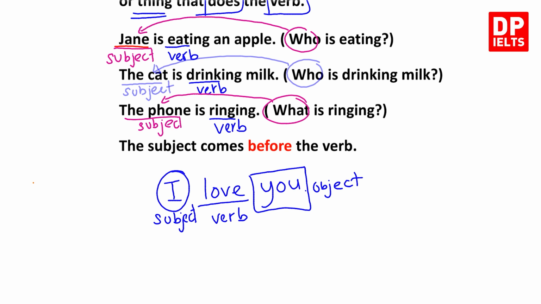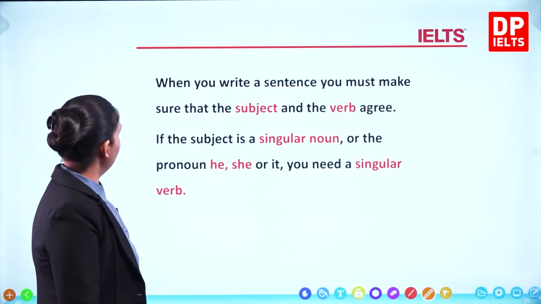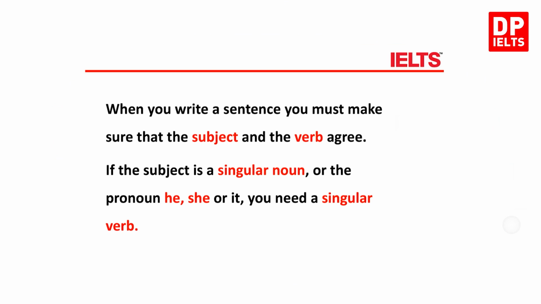But the structure is wrong. We don't say like that. So in English, usually the structure is subject, verb, object. You have to keep that in mind because English structure is different. It goes as subject, verb, object. Now, when you write a sentence, you must make sure that the subject and the verb agree. Subject and the verb should agree.